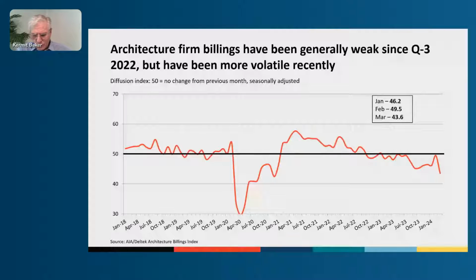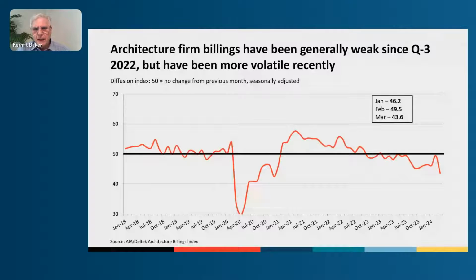So what are we seeing with our Architecture Billings Index recently? Well, it's been fairly weak since mid-year 2022. And while there were some hopeful signs recently, the most recent release, the March number that we released a couple of weeks ago, was really quite disappointing. So it doesn't appear that we're going to see a broader recovery in design activity anytime soon.